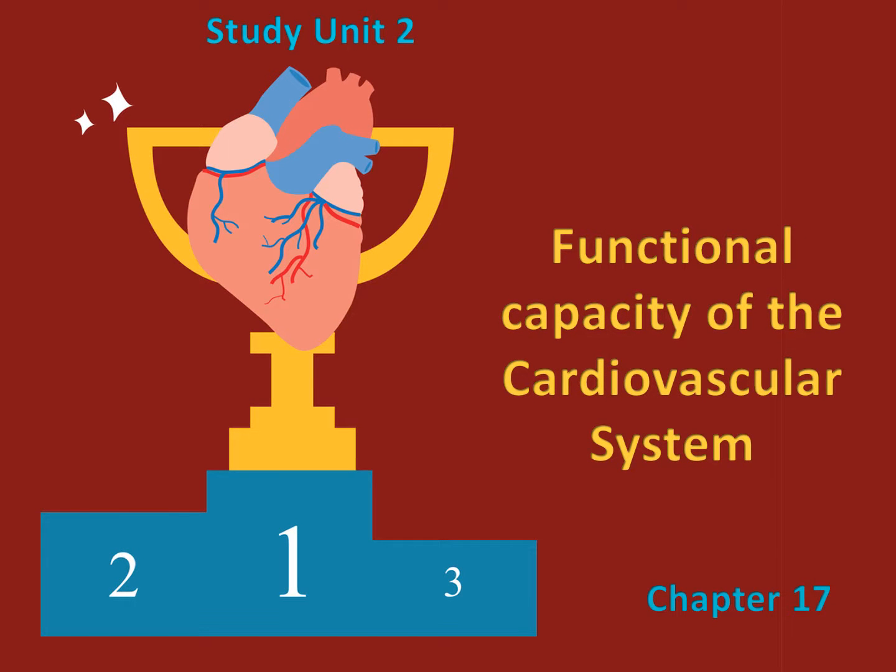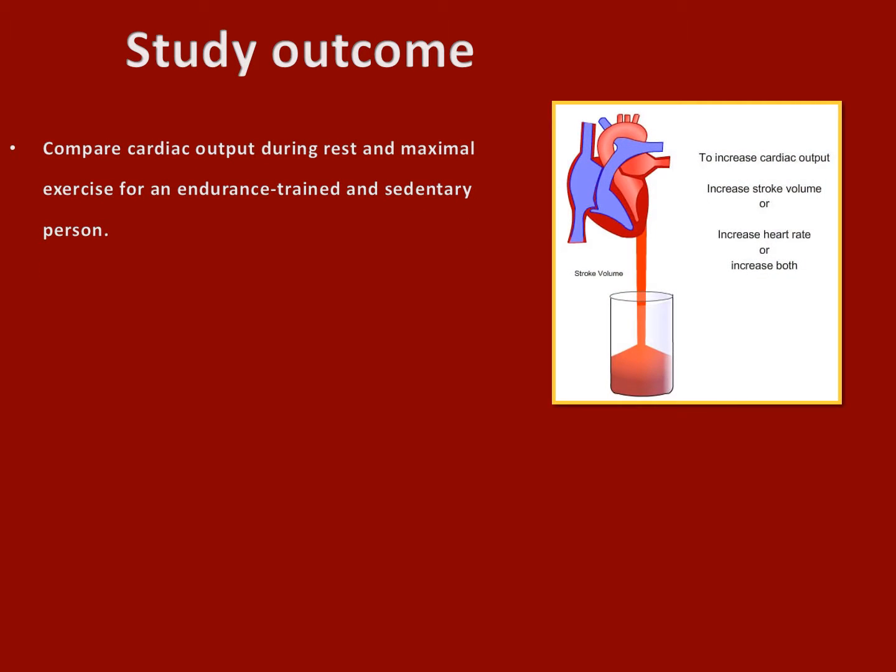Study Unit 2.3: Functional Capacity of the Cardiovascular System. At the end of the study unit, you should be able to compare cardiac output during rest and maximal exercise for an endurance-trained and sedentary person. Discuss two physiological mechanisms that influence exercise stroke volume.